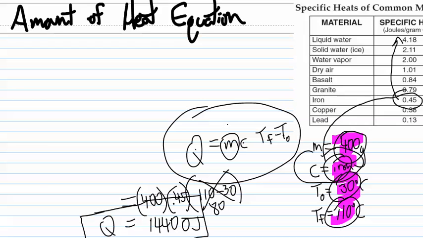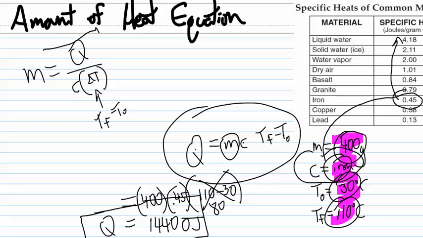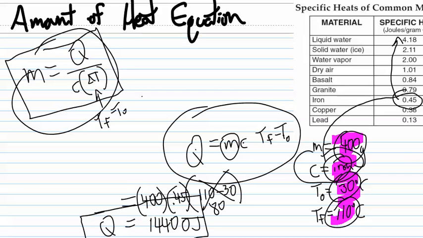You know, how would you do that? Well, if M is multiplied by all this other stuff, you just have to divide by all that other stuff. So M is going to equal Q over C times delta T, or instead of delta T, you could have TF minus TO. But at this point in your career, I expect you guys already know how to mess with the equations pretty easy like this. So that's it. That is the amount of heat equation.